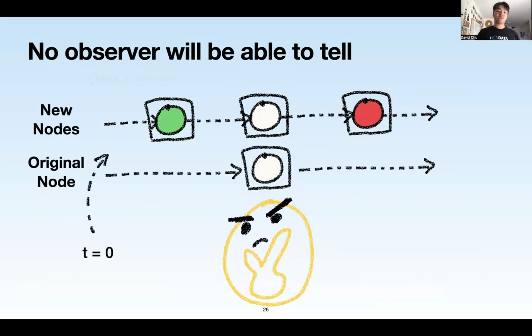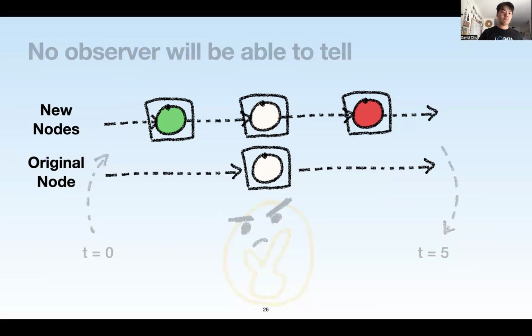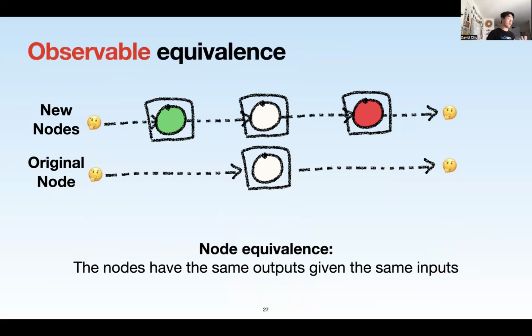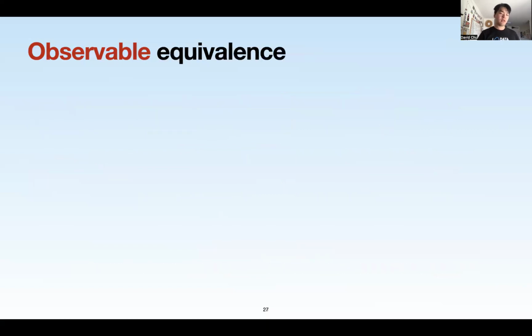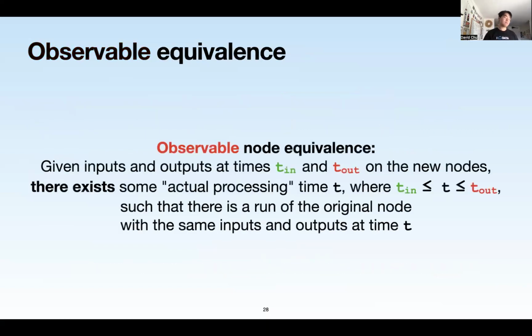So in this case, the observer can send a message at some time 0, and then receive an output at time 5. And it won't know if it was the first case where we artificially delayed input and output messages, or the second case, where the network just non-deterministically delayed those messages. So instead of proving node equivalence, what we actually want to prove is this observable node equivalence. In the eyes of an observer, it can't tell an execution of the new protocol from the original. A little looser.